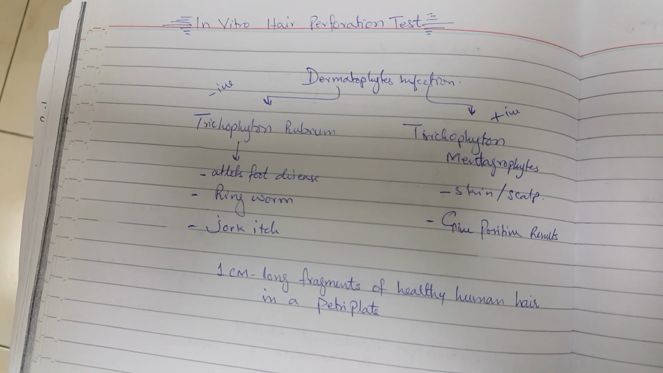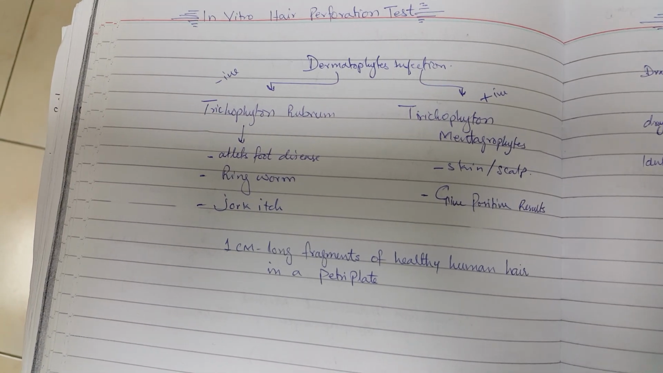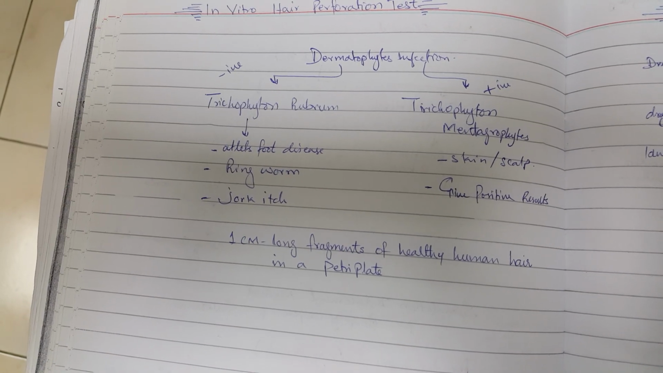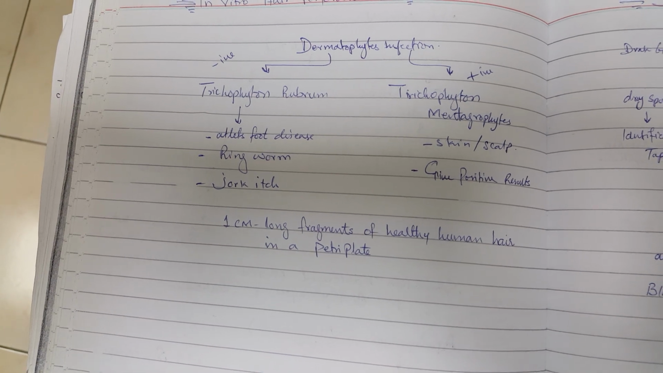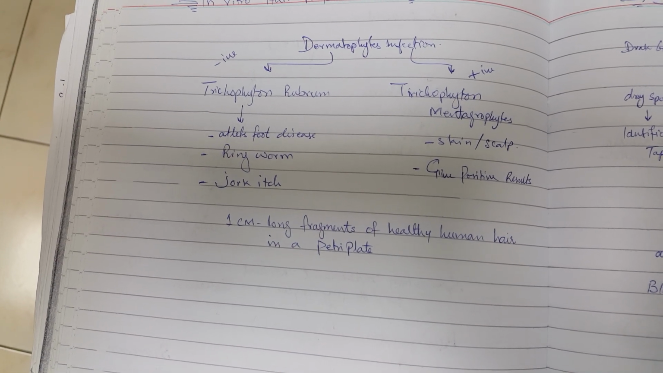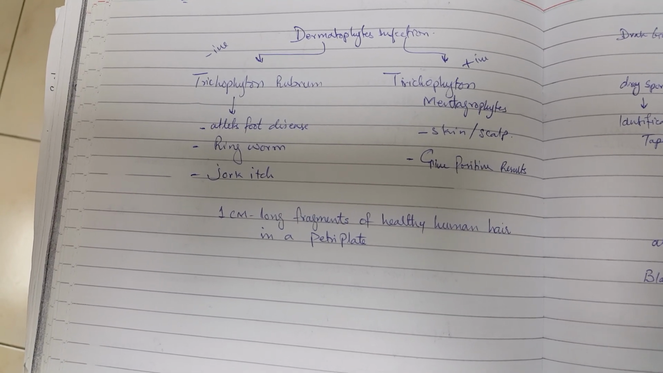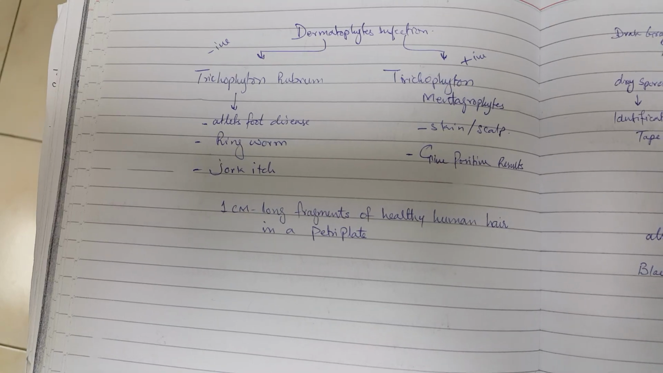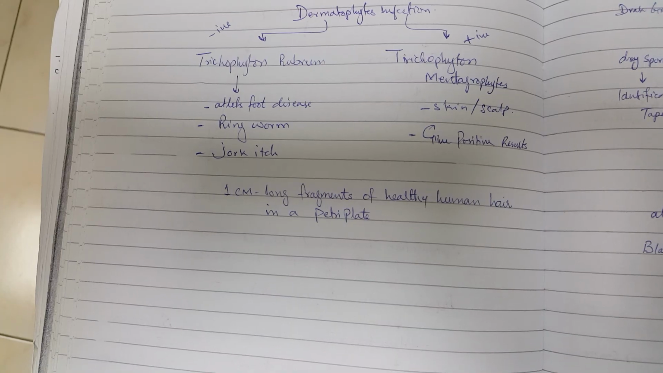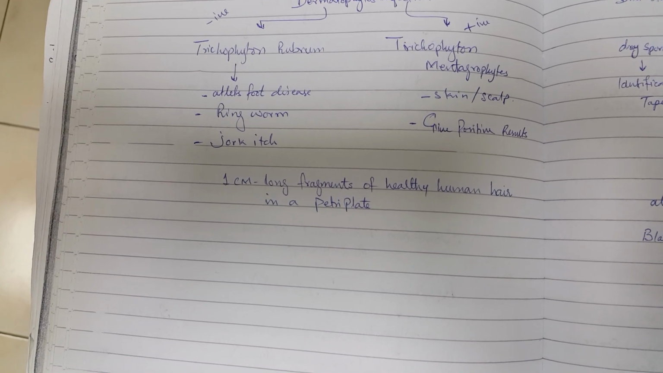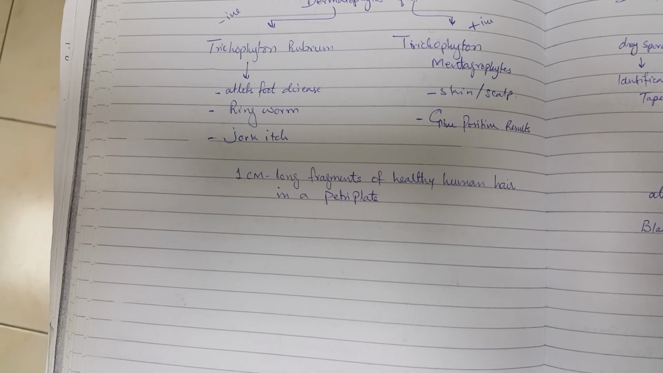As we explained previously, in the dermatophyte family, Trichophyton mentagrophytes and Trichophyton rubrum are differentiated on the basis of the hair perforation test, where mentagrophytes are positive. It is actually taken from the skin and scalp, while T. rubrum is negative. It usually causes athlete's foot, ringworm, and jock itch. A 1 centimeter long fragment of healthy human hair is placed in a petri dish and both organisms are inoculated, and we check for positivity after 12 hour incubation.